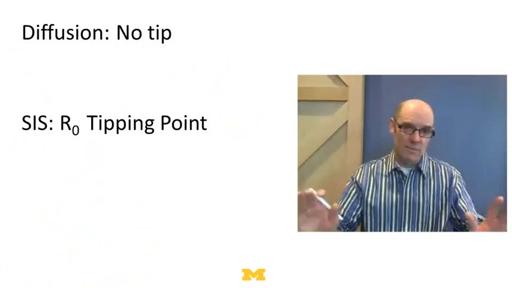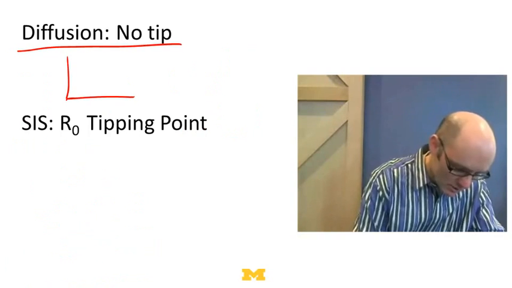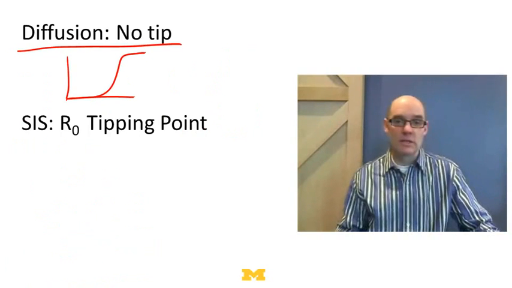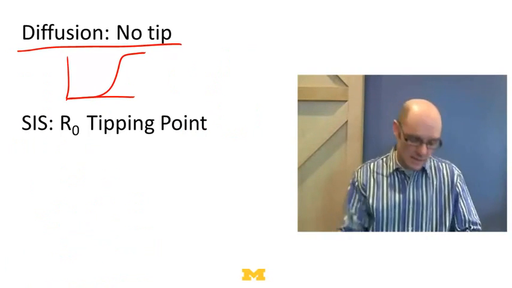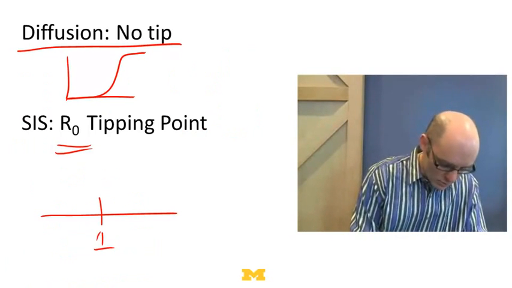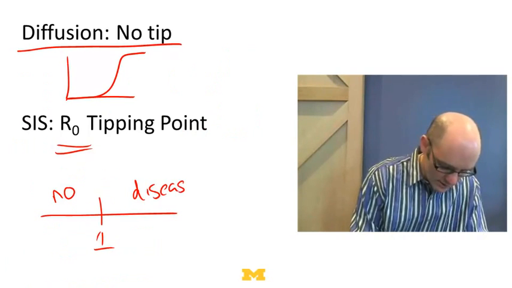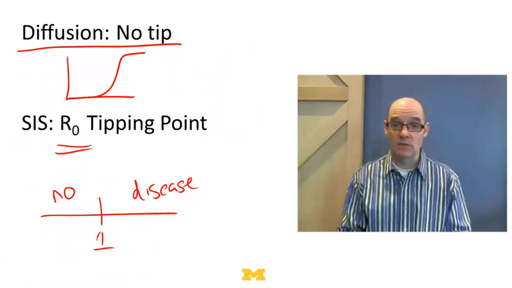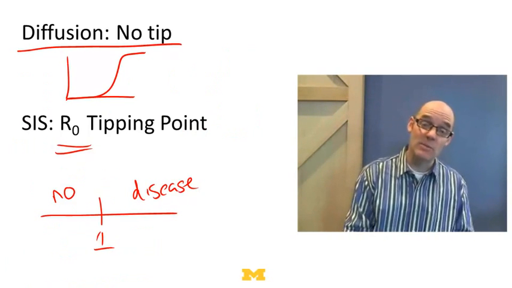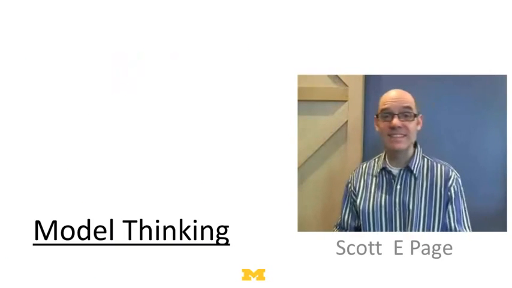So, step back a second. In the diffusion model, where we got that nice S-shaped curve, there's no tipping point. In the SIS model, there's this R0, which is the tipping point. So there's this value 1. There's no disease if R0 is less than 1, and there's a disease if R0 is bigger than 1. What you can do by vaccinating people is, in effect, reduce R0. So that's the SIS model.